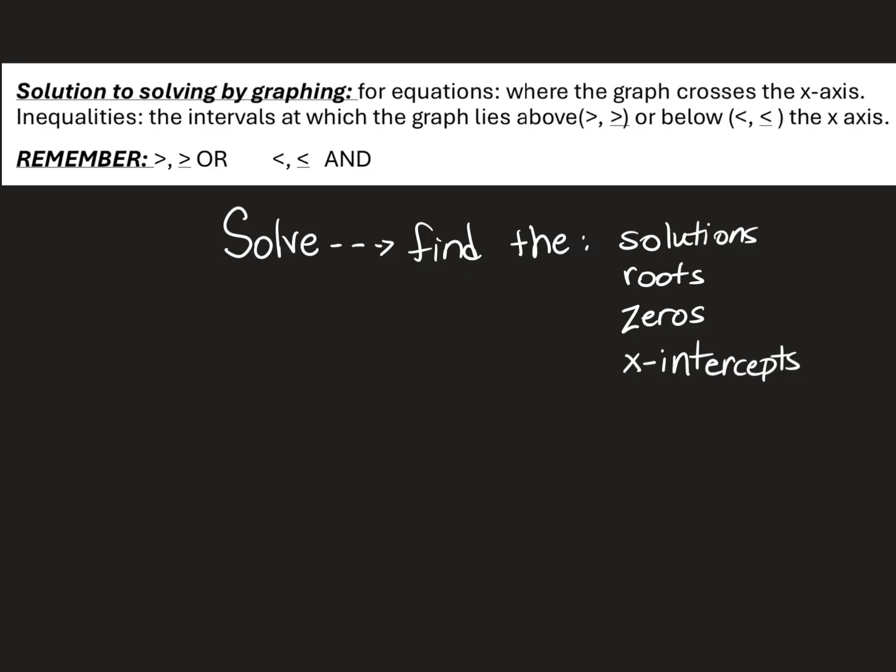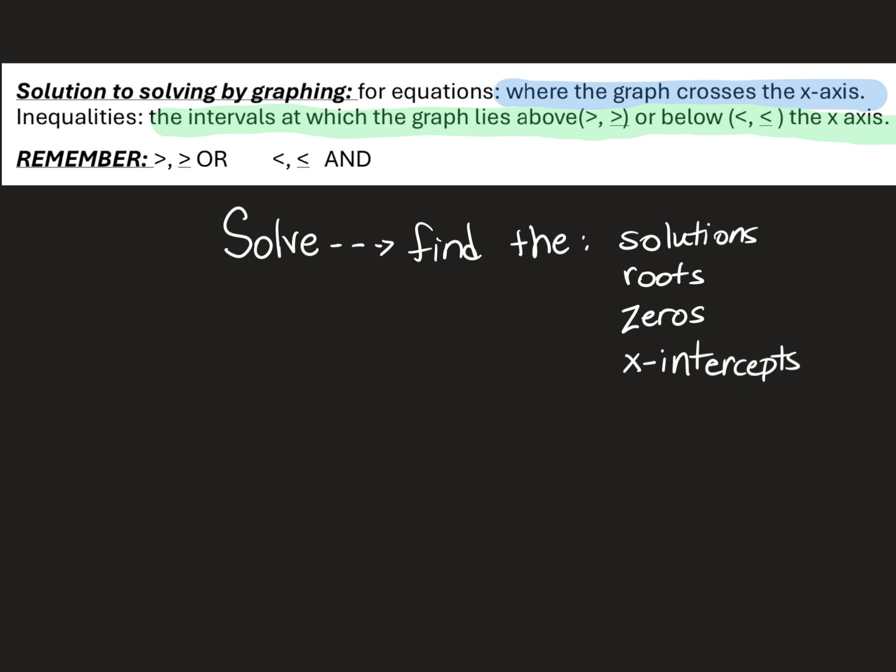The solution to solving by graphing for equations is where the graph crosses the x-axis. So make sure you make a mental note of that. If you want to highlight, that would be good, where the graph crosses the x-axis for equations. For inequalities, it's the intervals at which the graph lies above or below the x-axis.